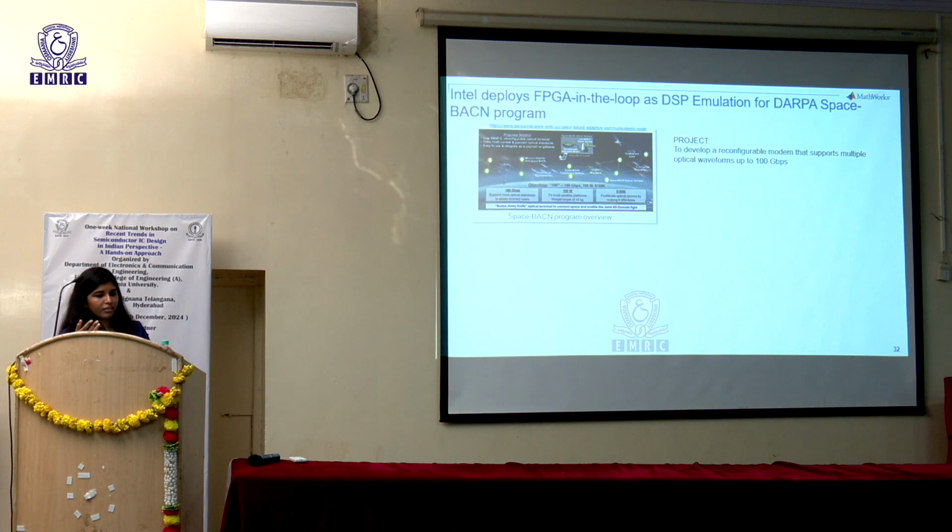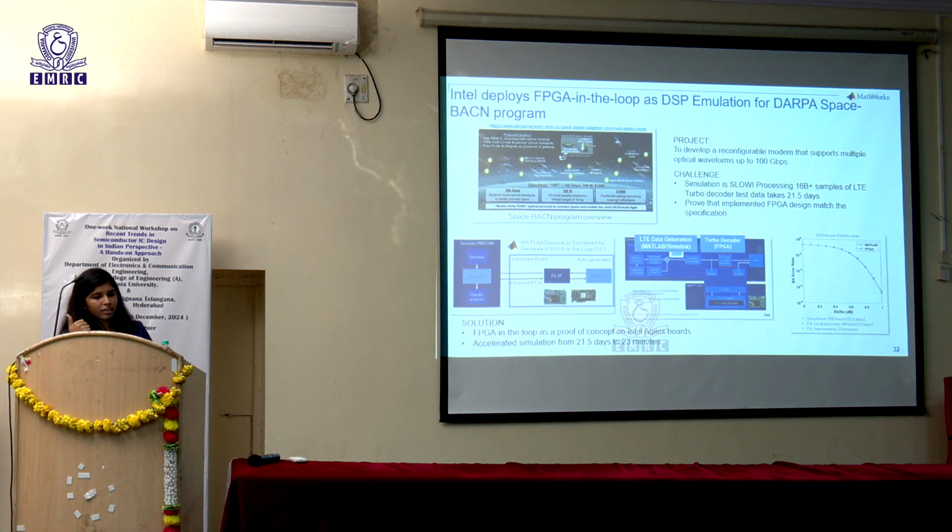So we have Intel, which used the same FPGA in the loop concept for their LTE turbo decoder. If they had to do that for large sets of data, it would ideally consume 21.5 days, which is close to impossible. And using this FPGA in the loop, they were able to reduce it to 23 minutes. You can see how fast you can run it on hardware, and that is what we are catching here.